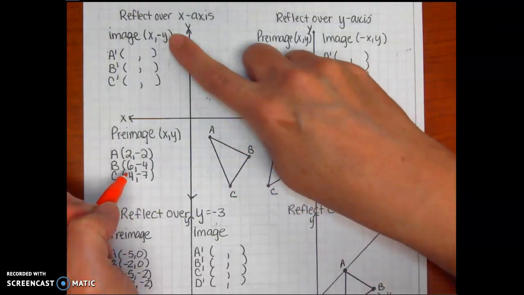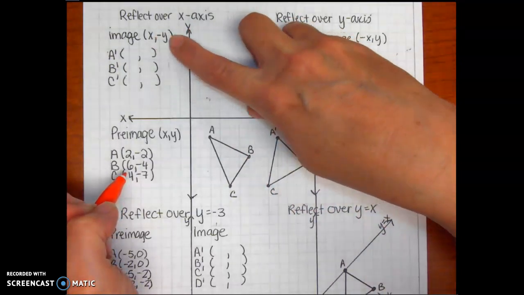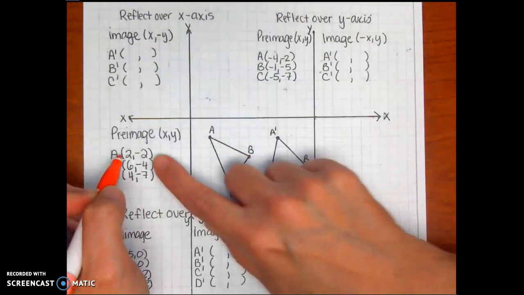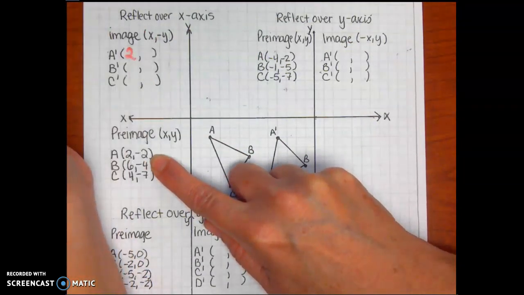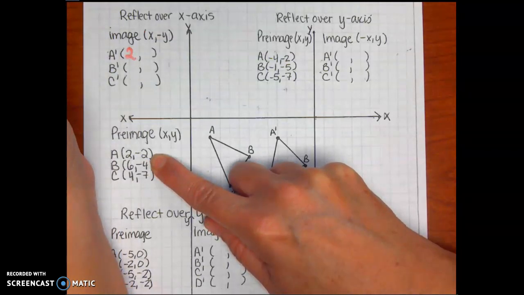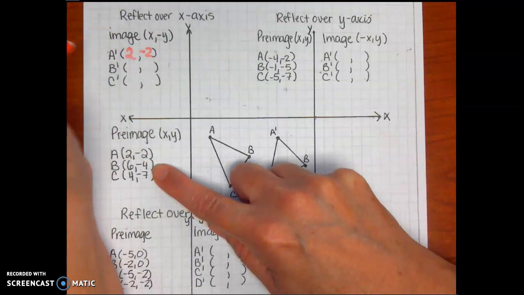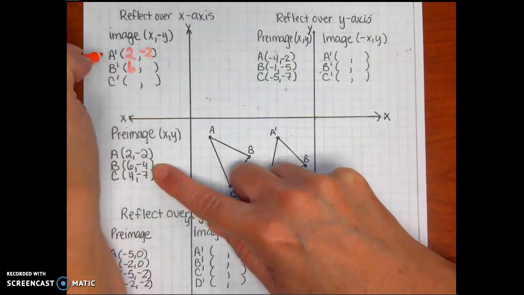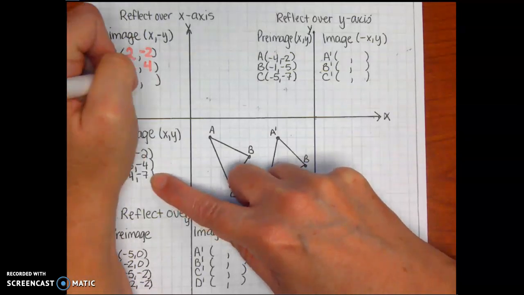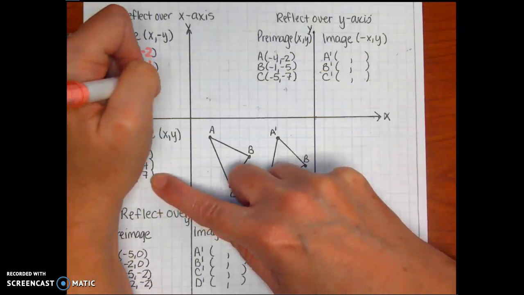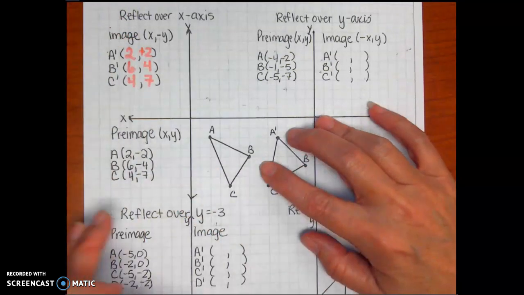I am going to use the mapping. The mapping says my image is going to be (x, negative y) from the original. So if I have point (2, negative 2), I'm going to keep the original x, which is 2, and then I'm going to take the opposite sign of the y. That's going to be positive 2. And I'm going to repeat that with each point. So 6 stays the same, and I take the opposite of negative 4, which is positive 4. 4 stays the same, and the opposite of negative 7 is positive 7. Forgot to take the opposite sign.